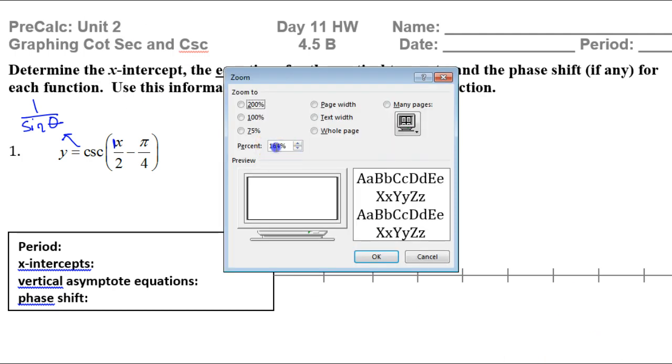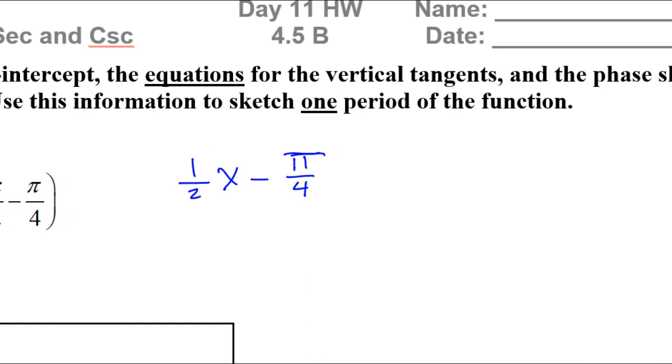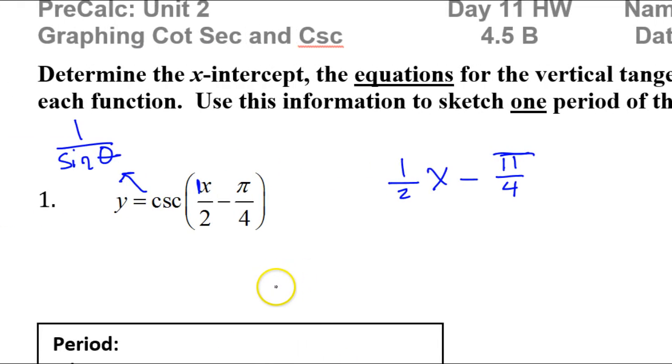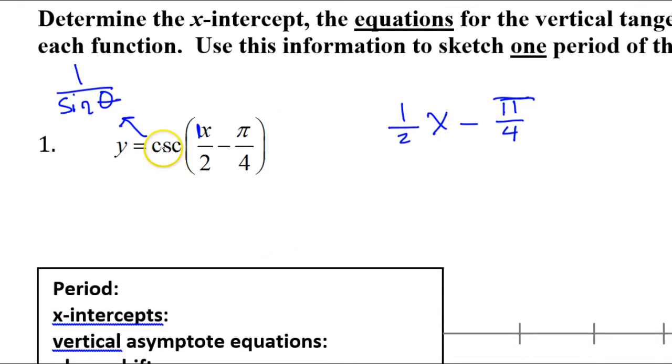You know what, let me zoom in a little bit closer. That's better on the eyesight. So I'm pulling out this 1/2. So if I do, I'm going to have 1/2. And then I'm going to have x minus.